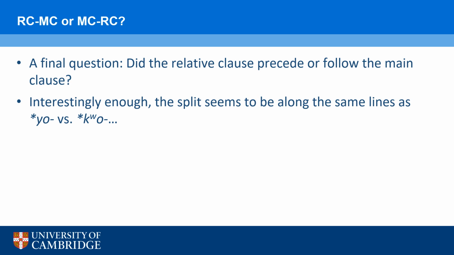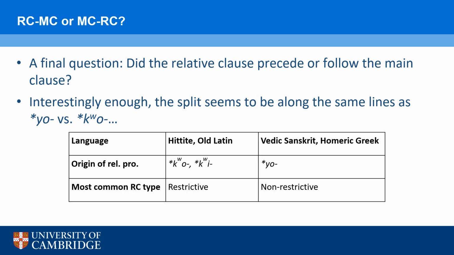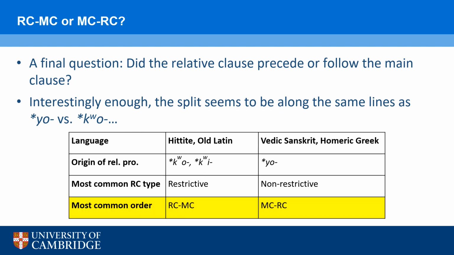For a start, let's take those patterns we already established with qua versus ya and restrictive versus non-restrictive. We can actually add another row here. Lo and behold, in early Hittite and Latin, with their qua relatives that are mainly restrictive, there is also a tendency for the relative clause to precede the main clause.